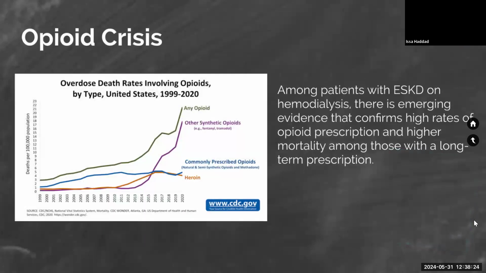So this is part of the opioid problem. The problem became apparent when there was the opioid crisis. This is from the CDC, and as you can see, in almost 2015 there was a surge in the use of opioids, mostly fentanyl and tramadol. And among patients with end stage kidney disease, there is an emerging increase in the use of opioids in that patient population.